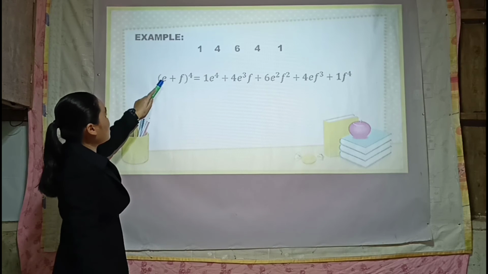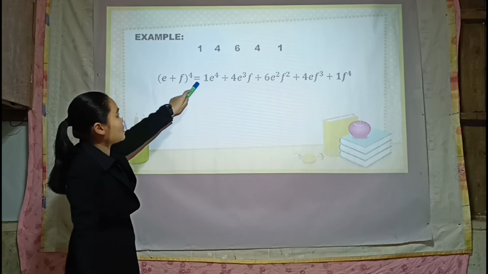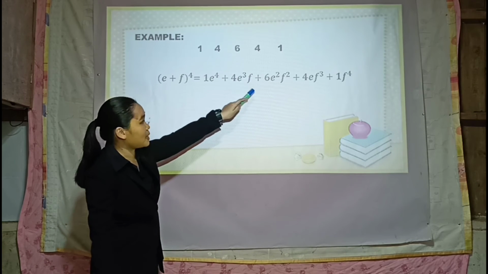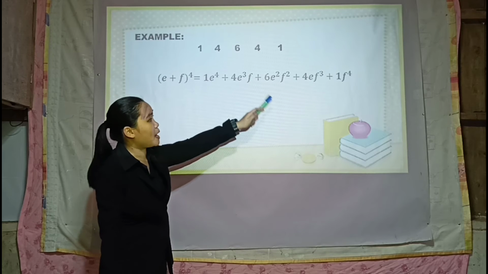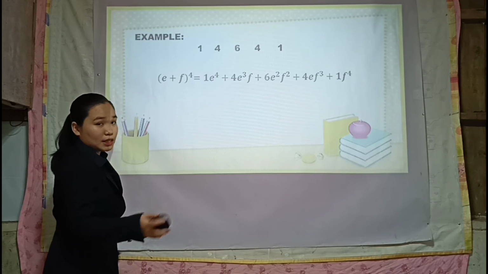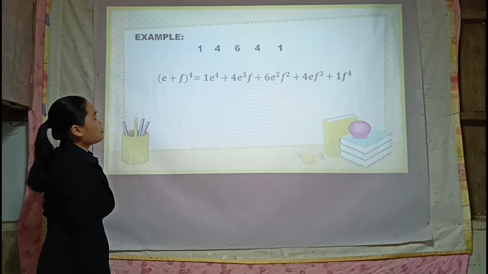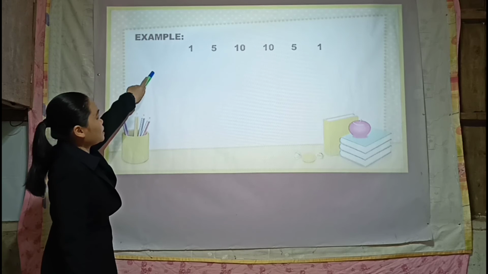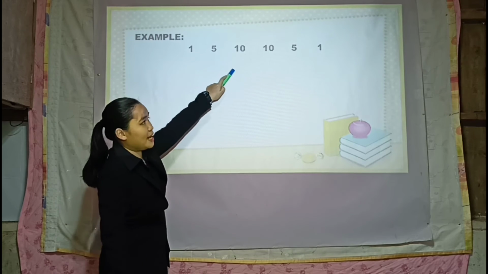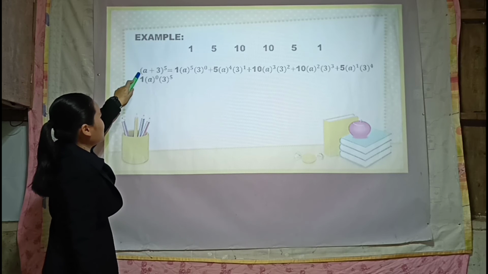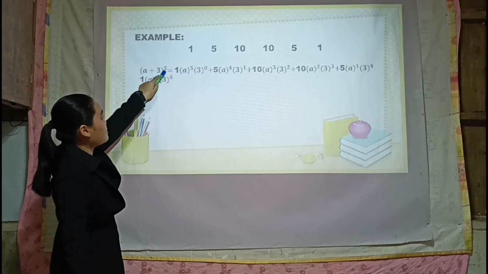So, the answer of e plus f raised to 4 is equal to e raised to 4 plus 4e cubed f plus 6e squared f squared plus 4e f cubed plus f raised to 4. So, let's proceed to another example. So, the given expression is a plus 3 raised to 5.